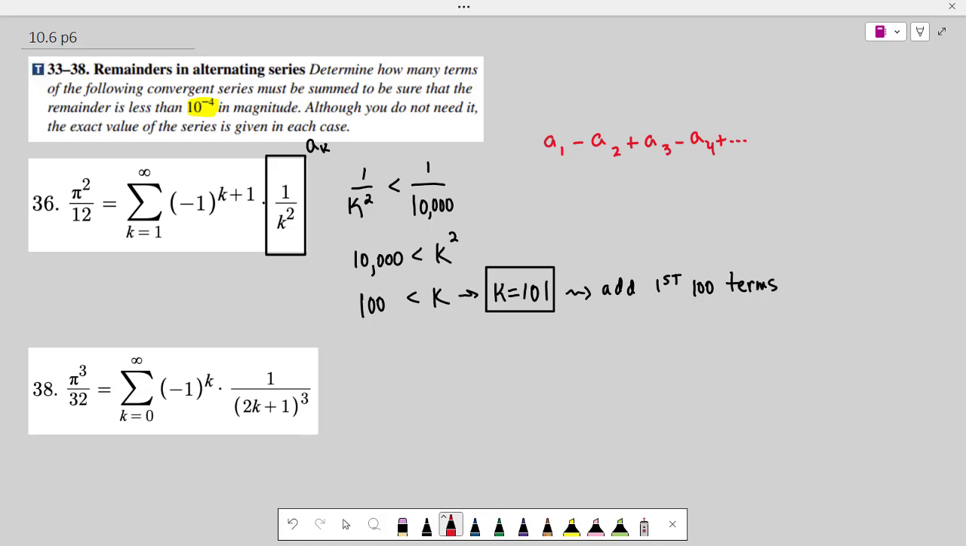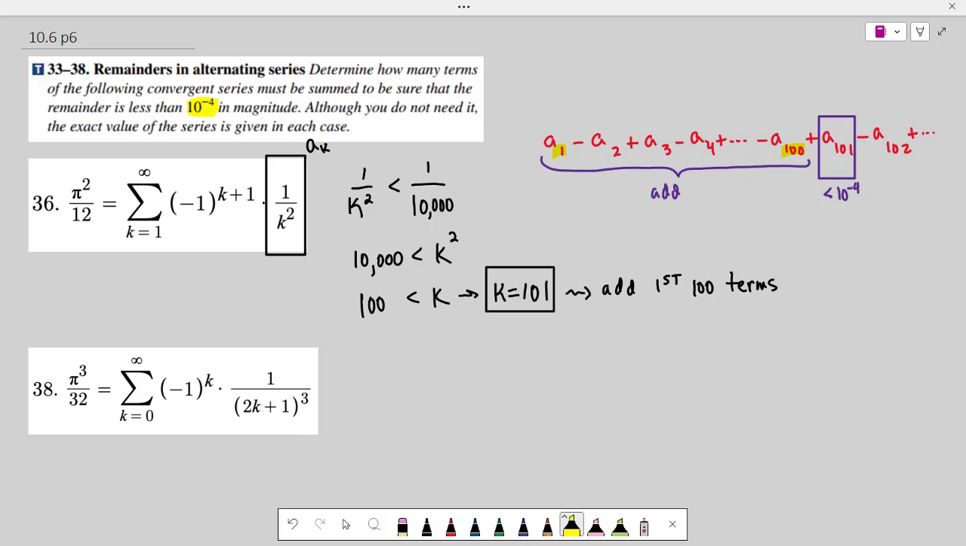And then when k is 101, let's get a couple of k's around that just to make sure. So we're going to have minus a sub 100 plus a sub 101 minus a sub 102, etc. So the k value being 101, that's locking us in. When k is 101, we are right here. So this is the first term that is less than 10 to the negative 4. So we want to add everything in front of it. And because this started at 1, that means we have 100 terms. So if we're going to add from a sub 1 to a sub 100, that's going to be 100 terms.